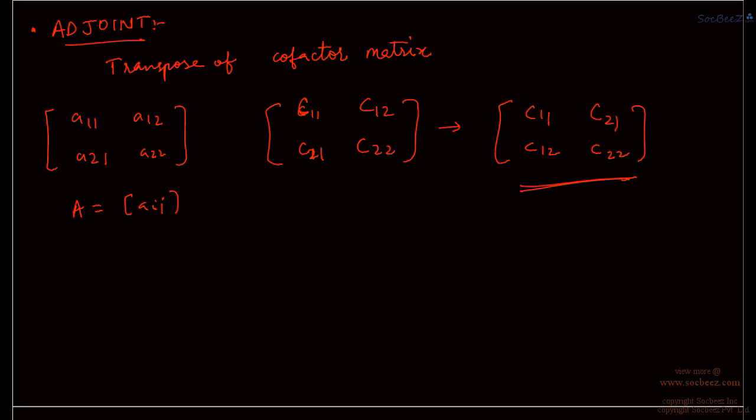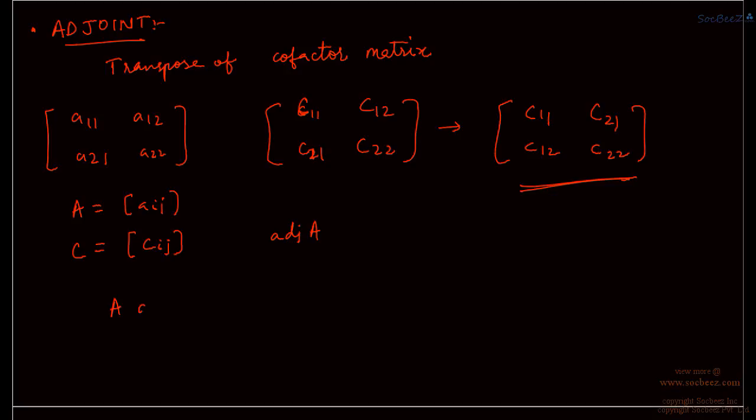So A is written as Aij. The uppercase C will be nothing but the adjoint matrix, which is nothing but Cij in its compact form. It's also written as lowercase adj A. Adj A. Right? So this is nothing but adjoint A.